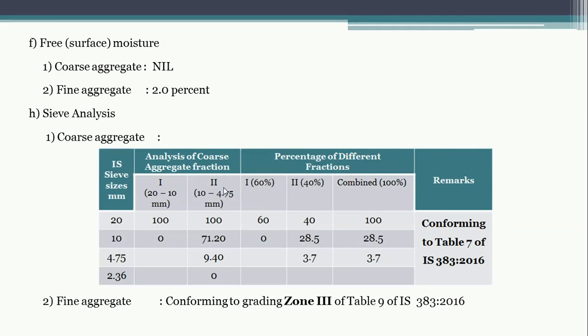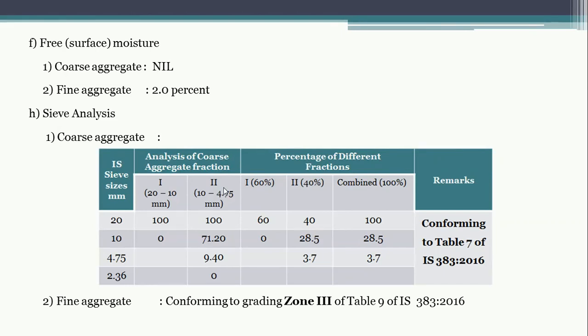Sometimes this type of condition will happen at the site, where the coarse aggregate will be in dry condition when the fine aggregate is stored in a bin or in silos. If there is any moisture present in the silos or bin, then fine aggregate will be having some moisture in it. So that's why this is the value. Coarse aggregate is dry and fine aggregate is wet, because the value of free surface moisture is given for fine aggregate.